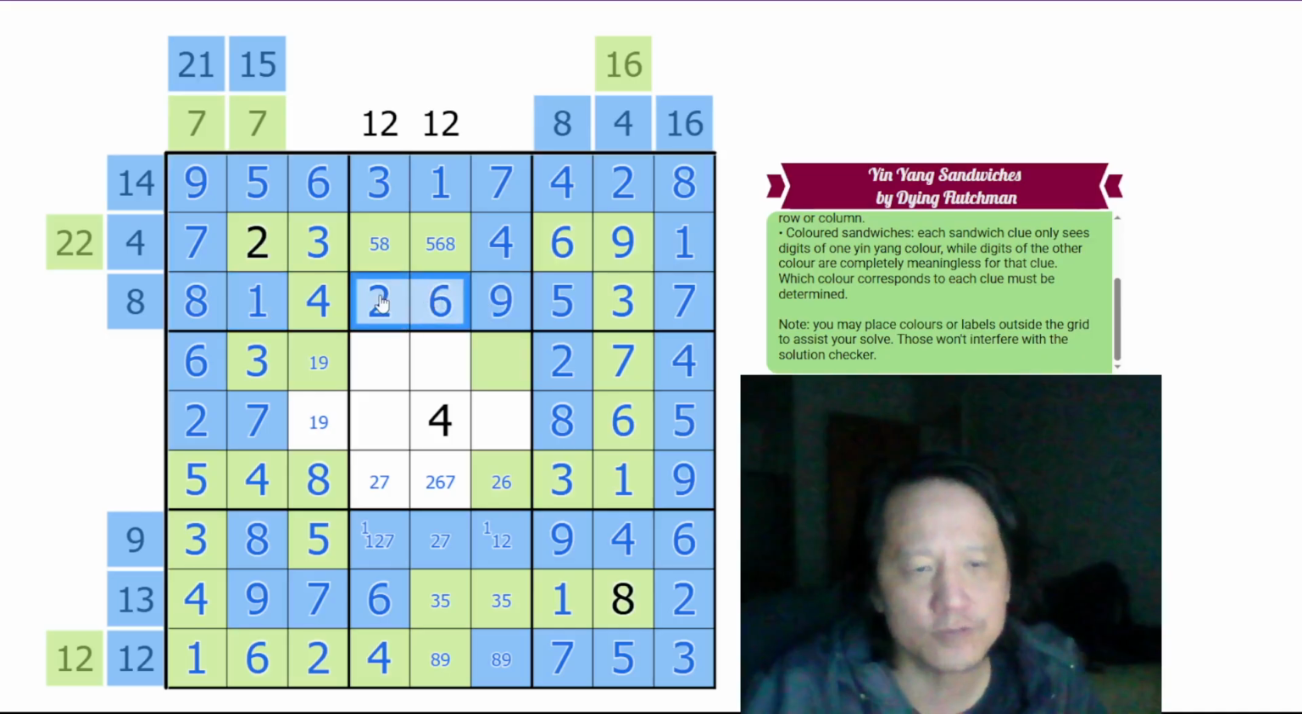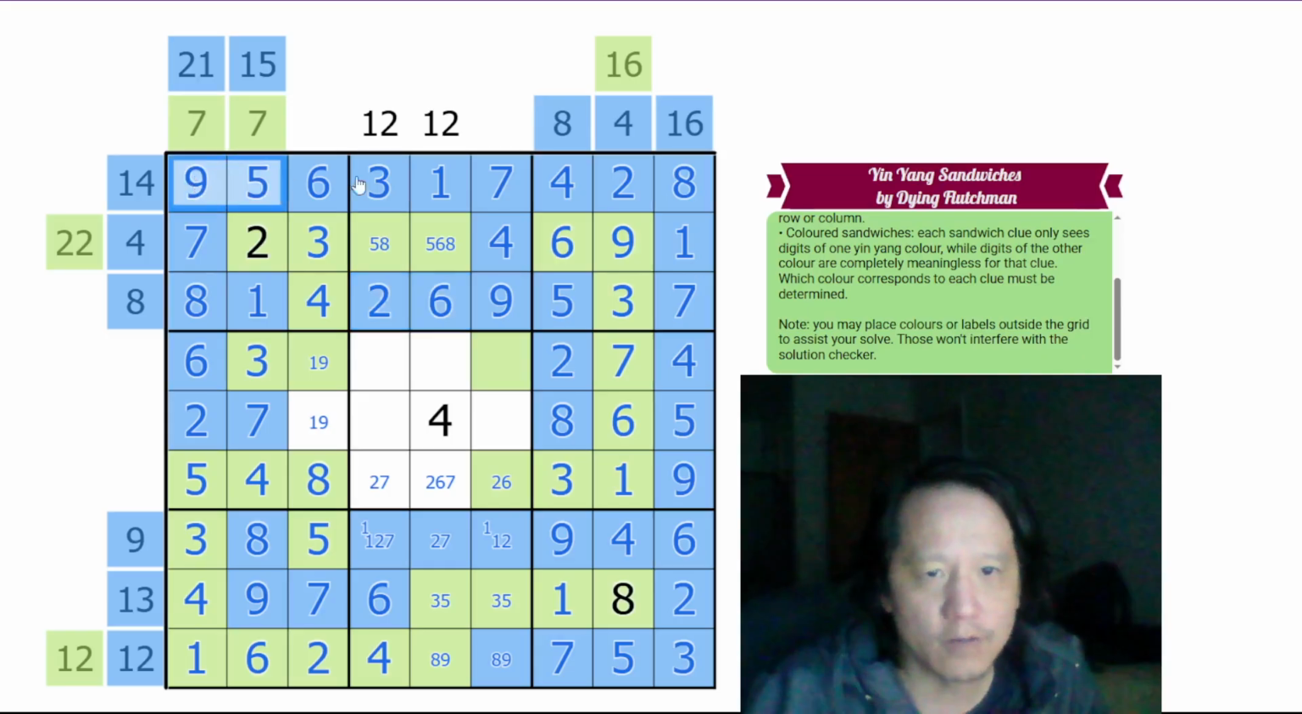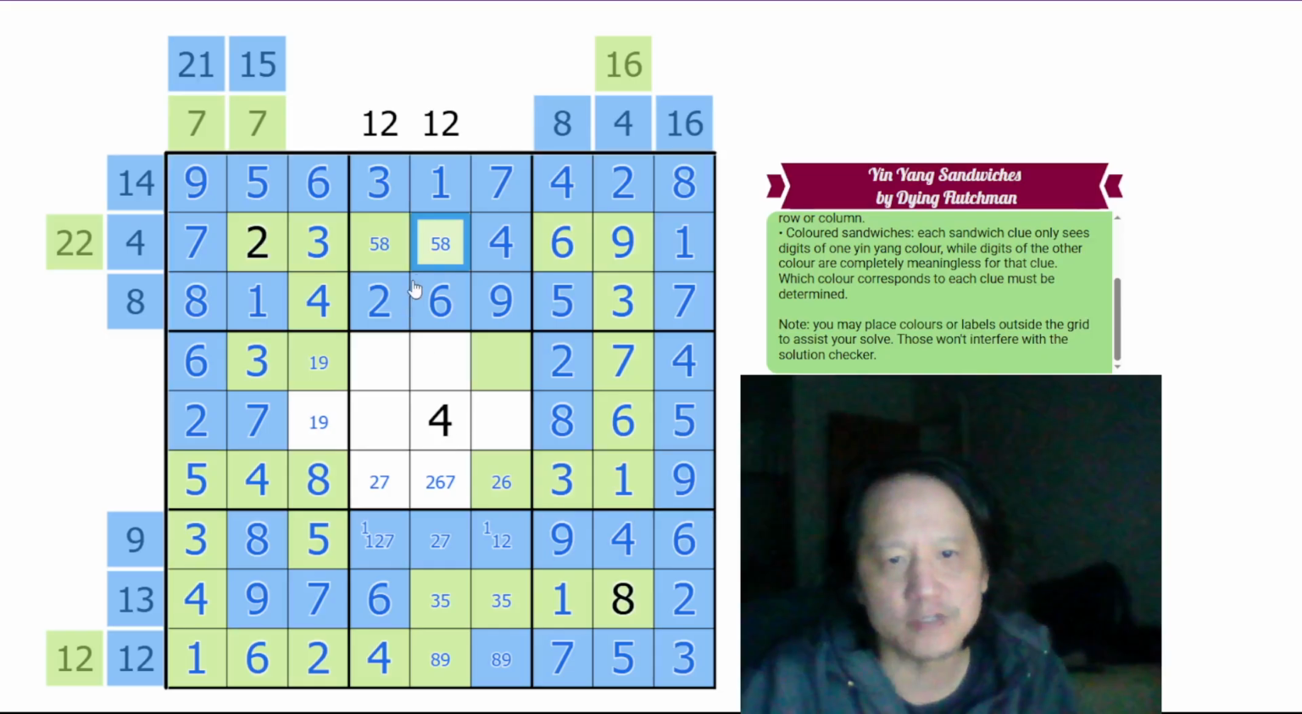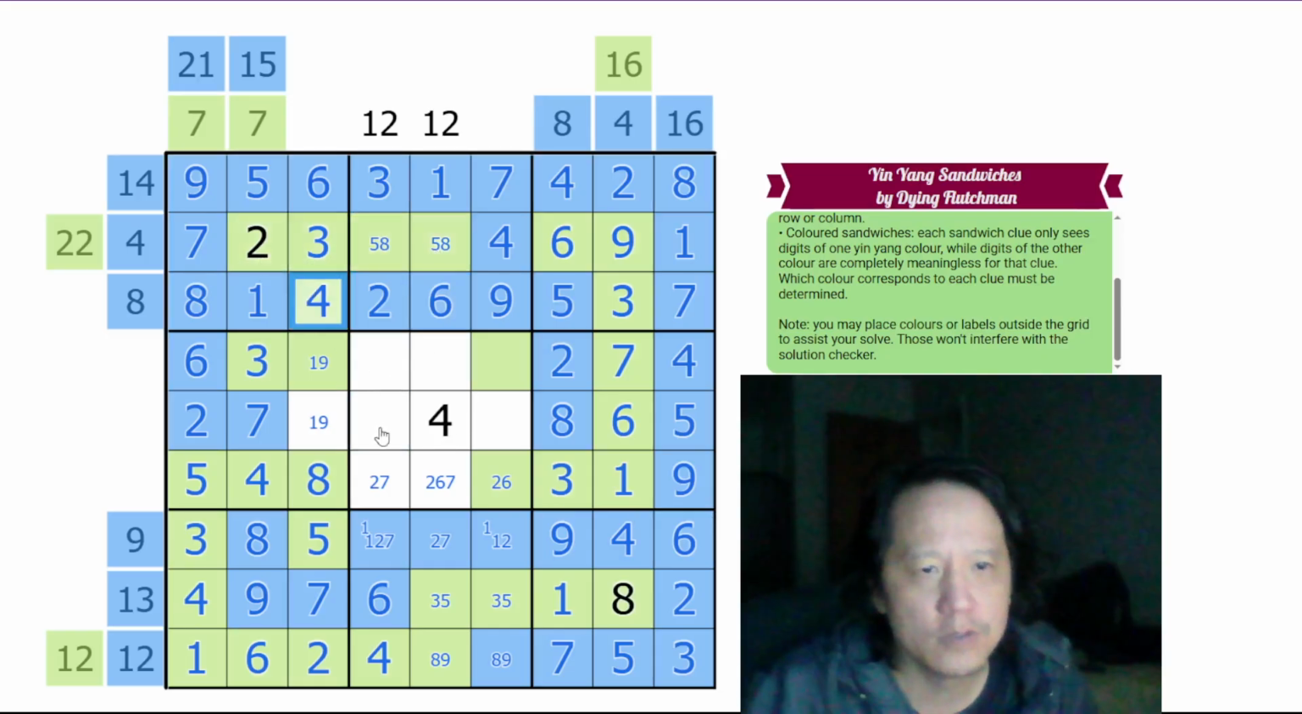Between 1 and 9, we have 2 and 6. So let's just check. Row 1, between 9 and 1, we have 3, 5, 6, which adds up to 14. This can't be 6 because of 6 in the row. For green, in row 2, we have 2, and 2 is the smallest, and 9 is the largest. 3, 5, 6, 8 adds up to 22. 3 and 8 add up to 11. 5 and 6 add up to 11. Between 1 and 7, we have a 4 for blue. For blue, in row 3, we have 1 and 9 and 2, 6 in between, which adds up to 8.